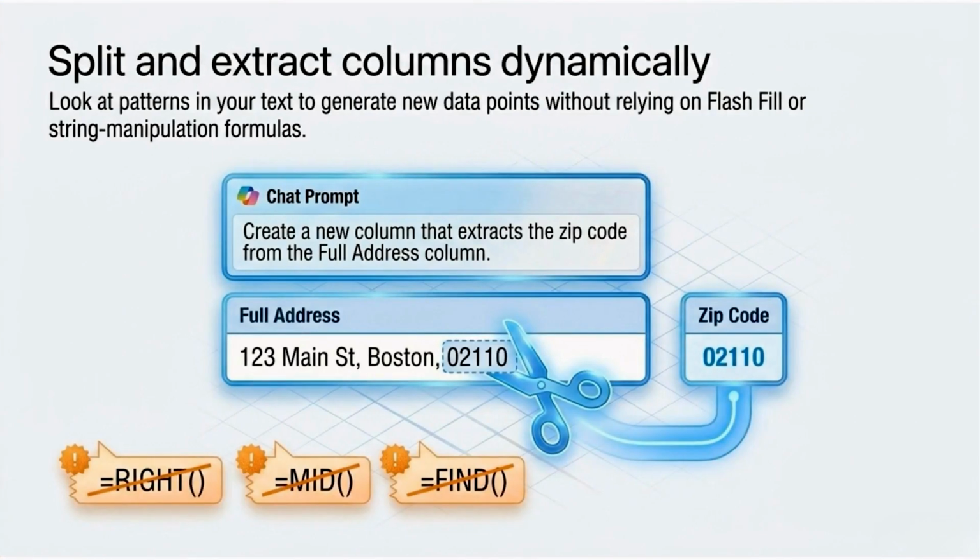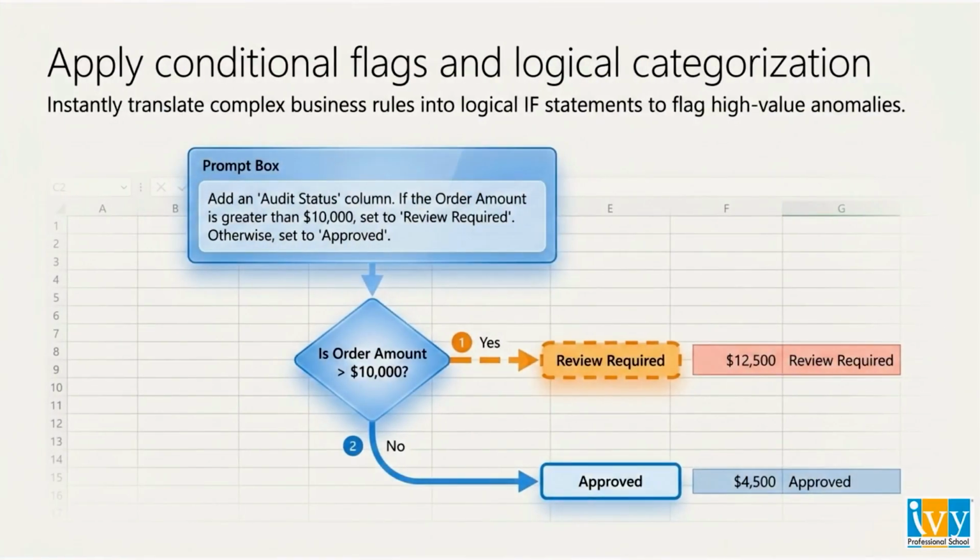Extracting specific information from long text strings is simple. Instead of using complex functions like MID or FIND, just ask Copilot to extract a specific component, like a zip code, from an address column. You can also apply business logic using natural language. For example, instruct Copilot to create an audit status column that flags high-value transactions based on your specified criteria. It will translate these requirements into clear conditional logic.